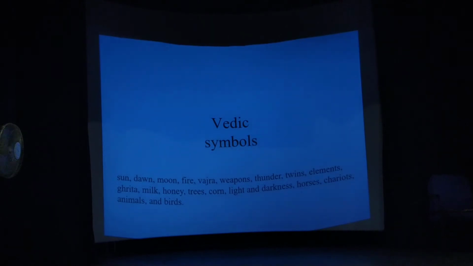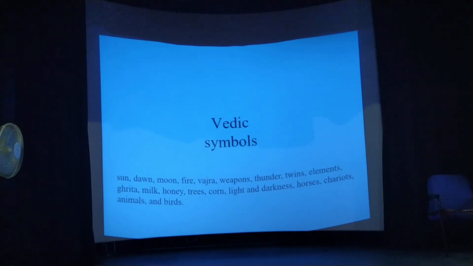Now, if you see the earliest period, then the earliest period of Indian history is recorded in the four Vedas, primarily in the Rig Veda. And what are the symbols in Rig Veda that we see? The dominant symbols of Rig Veda are the sun, the dawn, the moon, the fire, vajra, weapon, twins, elements, ghrita, milk, honey, tree, corn, light and darkness, horses, chariots, animals and birds. Now these were some of the very fundamental symbols used in the Vedic times. And again these symbols were full of meaning. And the most important activity which was practiced as a mode of worship in ancient Vedic times was the yajna.